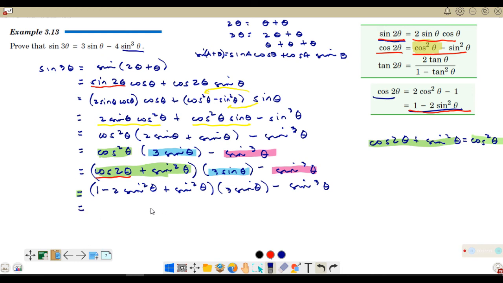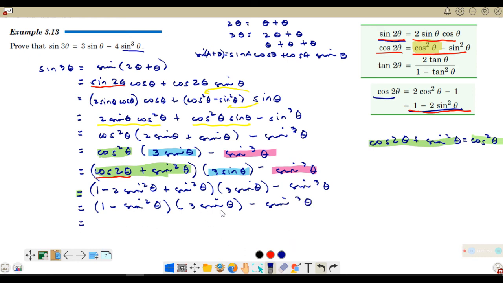Now, let's examine this outline of the equation. If you will take notice, dito sa loob ng parenthesis na to, yung 2 sine squared theta at saka sine squared theta, like terms sila. So, pwede mo to pasimplihin as 1 minus negative 2 plus 1 is negative 1. So, minus sine squared theta na lang. Okay? Times 3 sine theta minus sine cube theta.